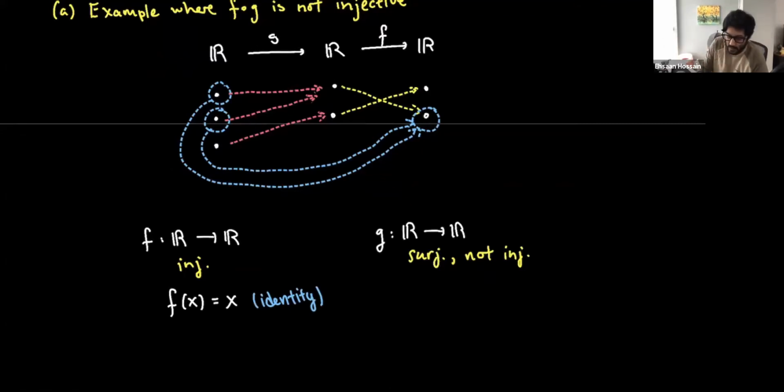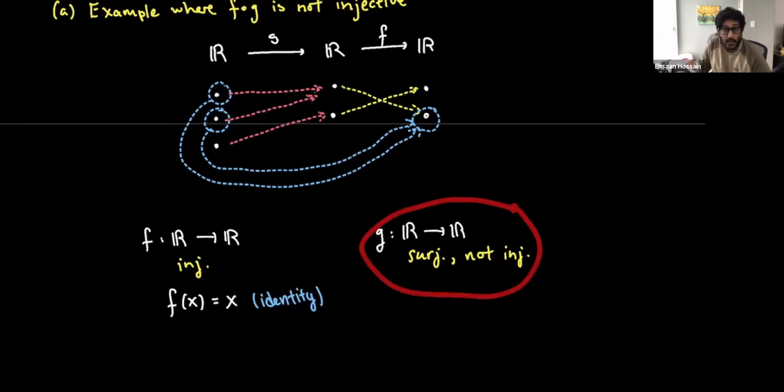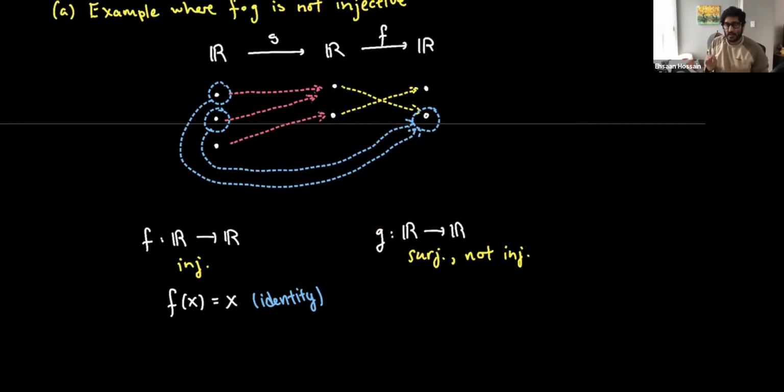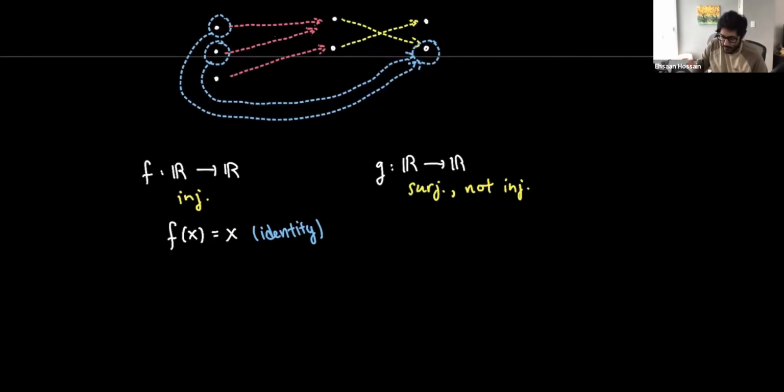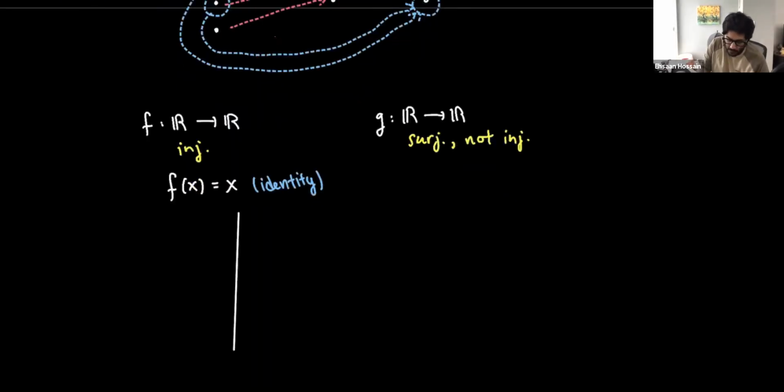You can't do x squared. x squared isn't surjective. It only hits non-negative numbers. So x squared wouldn't work. It's actually kind of tricky to come up with a function that's surjective but not injective, but can you draw the graph of it? Here, I'll draw the graph of f. Well, we all know what that looks like.